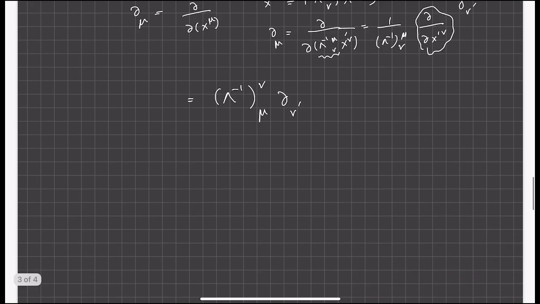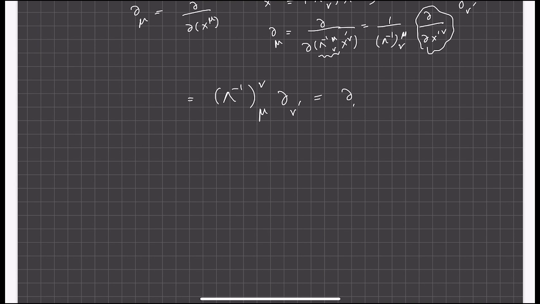So now this is equal to the derivative with respect to the muth component of x coordinate. So now we're going to write down the whole equation. So gamma mu, we have the gamma mu here, and then we have this term here. Minus m s minus of lambda acting on psi prime of x prime is equal to 0.